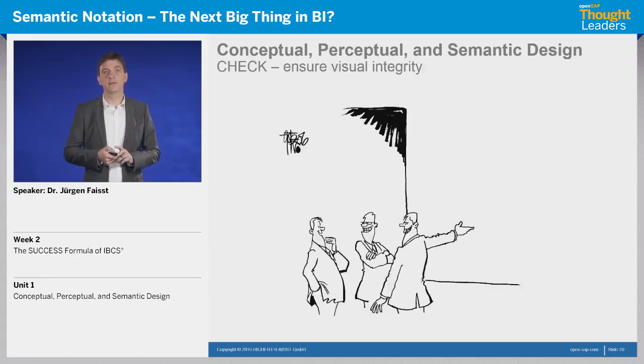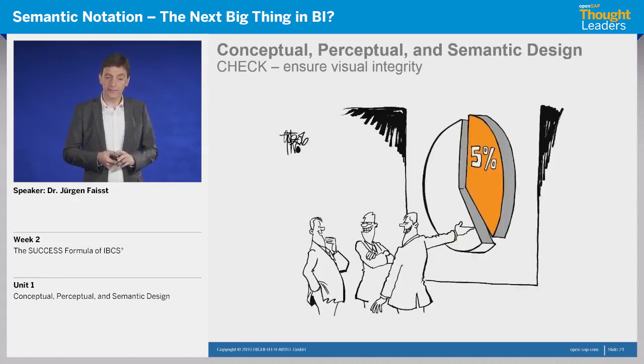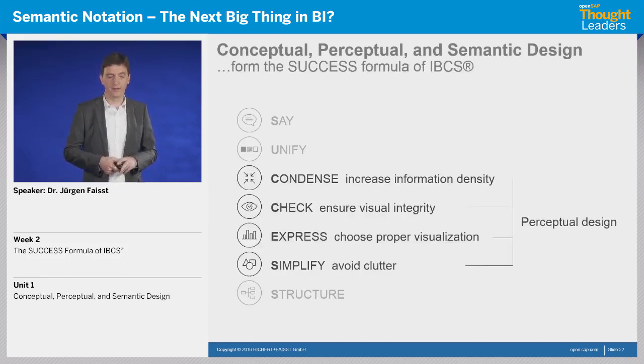I want to show you that with a pie chart. Actually, we do not like pie charts too much. We will go into that later on. But if you want to manipulate a pie chart, then you could do it like this. Well, we have 5% market share. The number is 5. But what you visually perceive is much more. That's exactly about scaling, about checking the visual integrity.